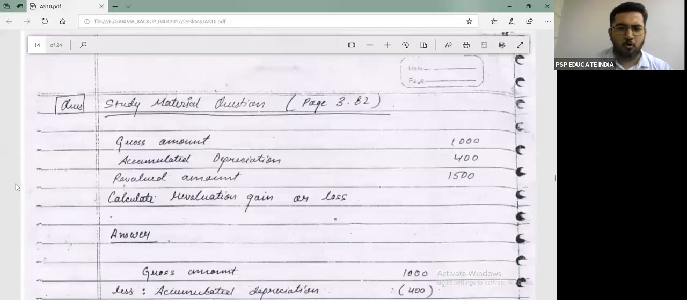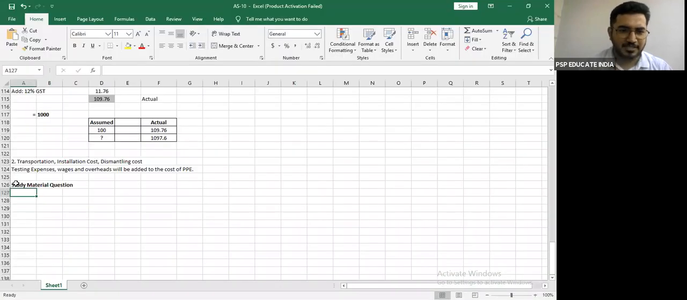It says gross amount 1000, accumulated depreciation 400, revalued amount is 1500. Calculate revaluation gain or loss. It's an absolutely simple question. Let's solve it.